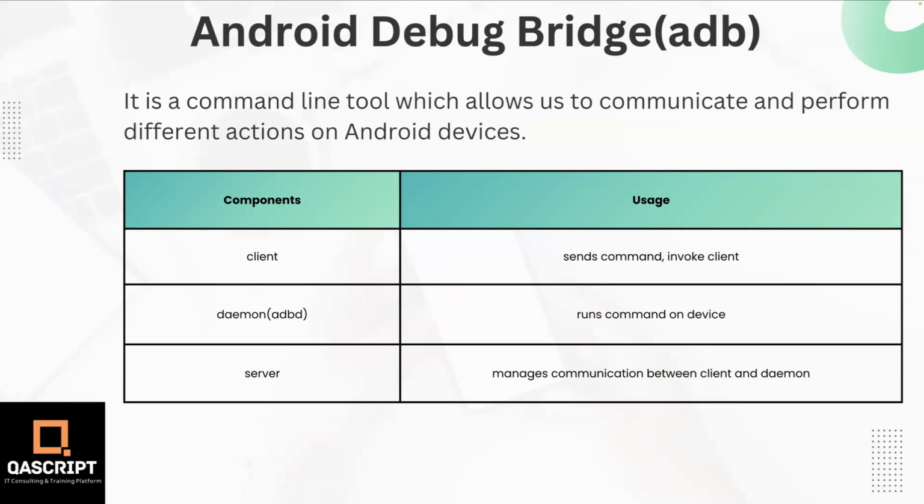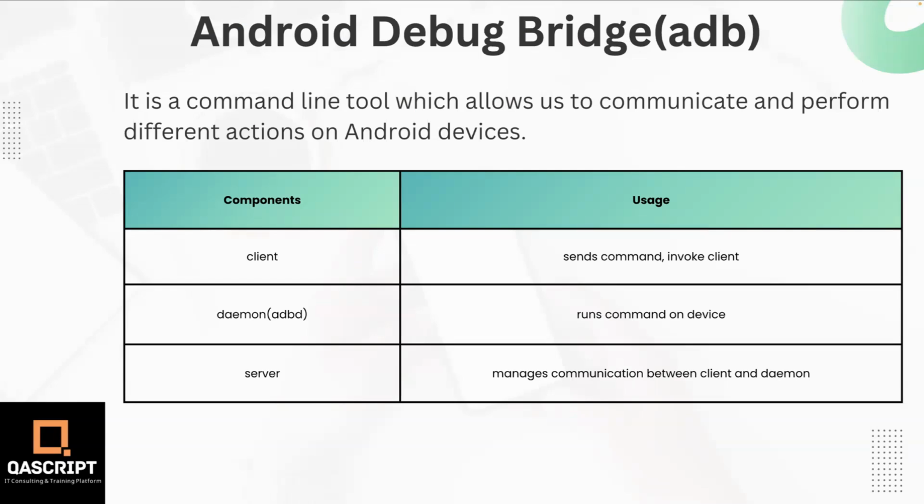So as I said, it is a command line tool, which basically allows us to communicate and perform different actions on different Android devices, which are connected to your Appium server, okay? So here, as you can see, it has got three different components. The first is a client. Now this client is used to send commands and also to invoke a particular client from the command line terminal. Now this can be done using ADB command, and this client runs on your development machine, okay?